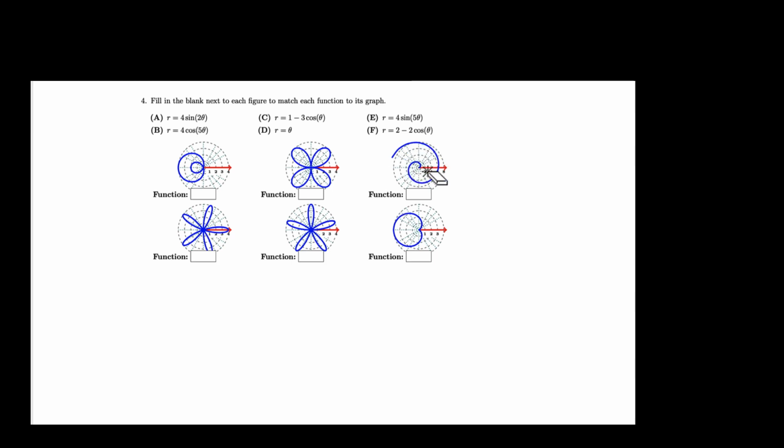So this is a familiar one, and which one is that? That's r and theta are related directly, and that's D basically right here. So this one is D.